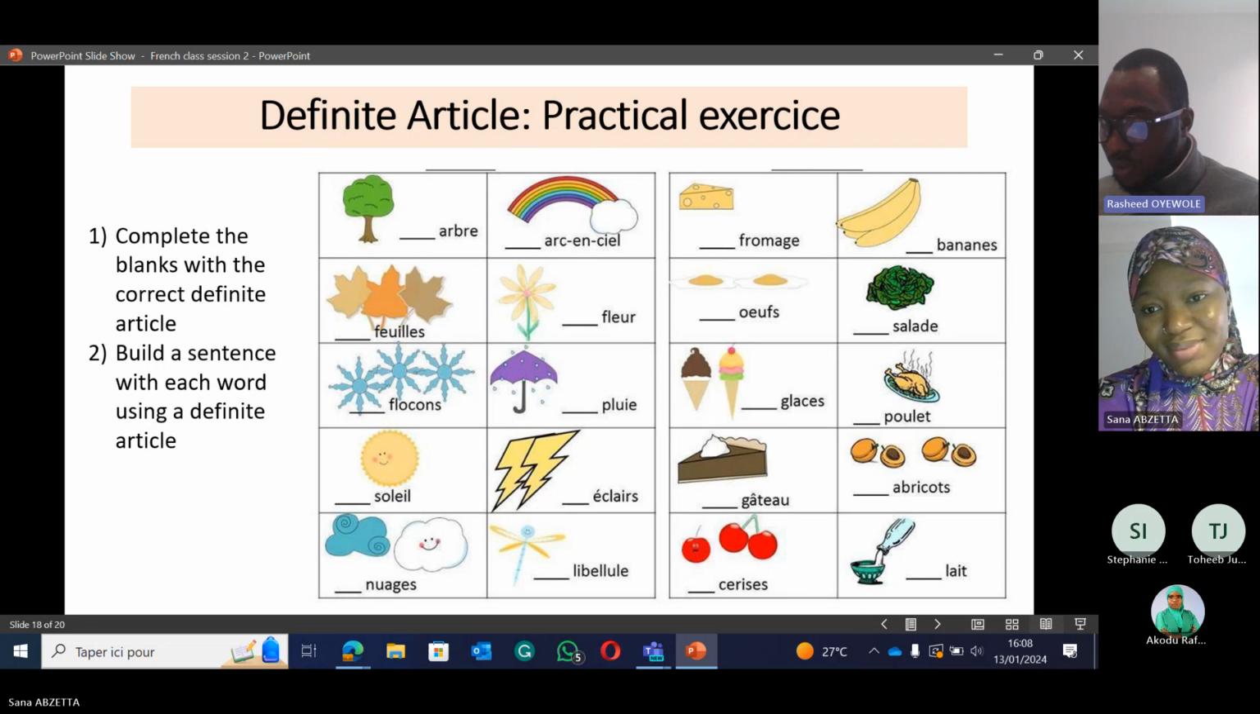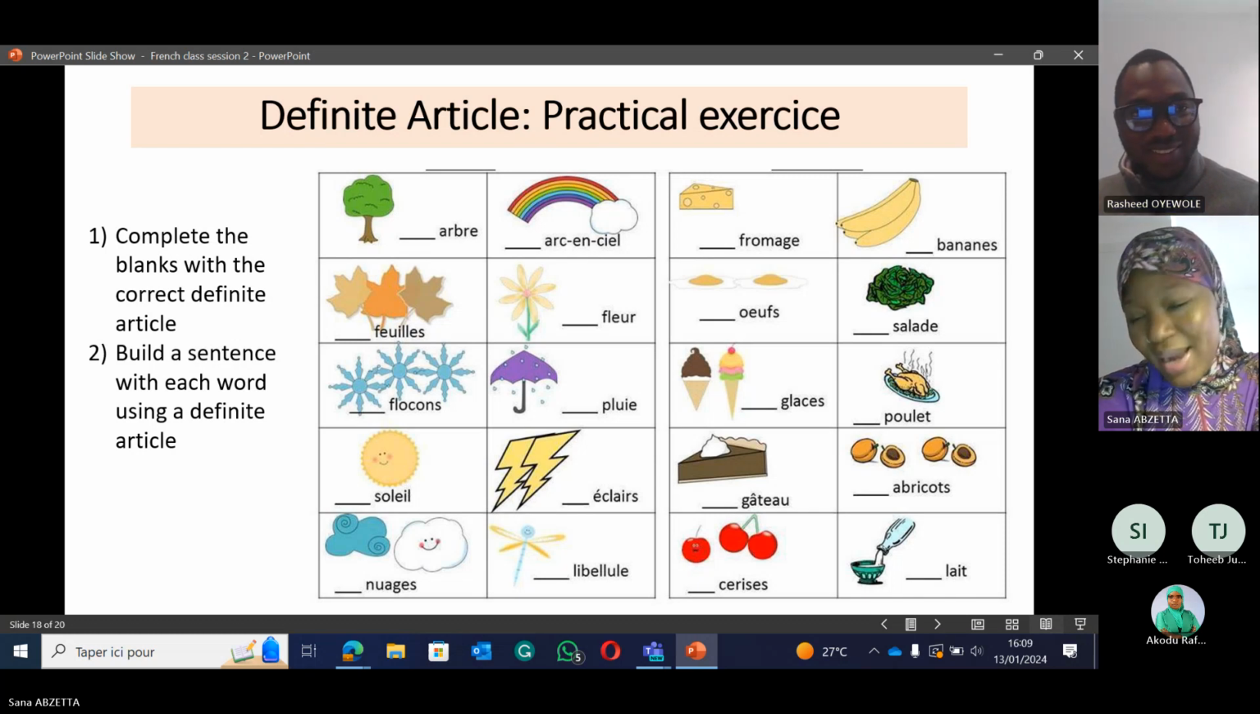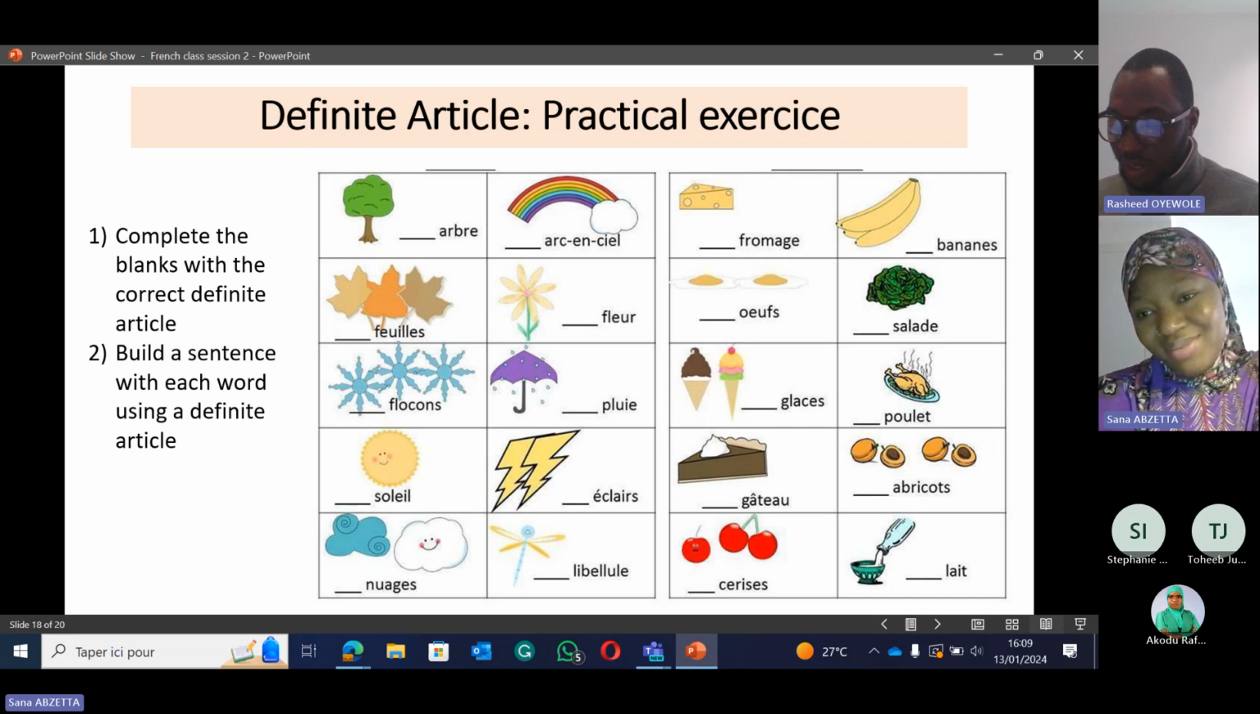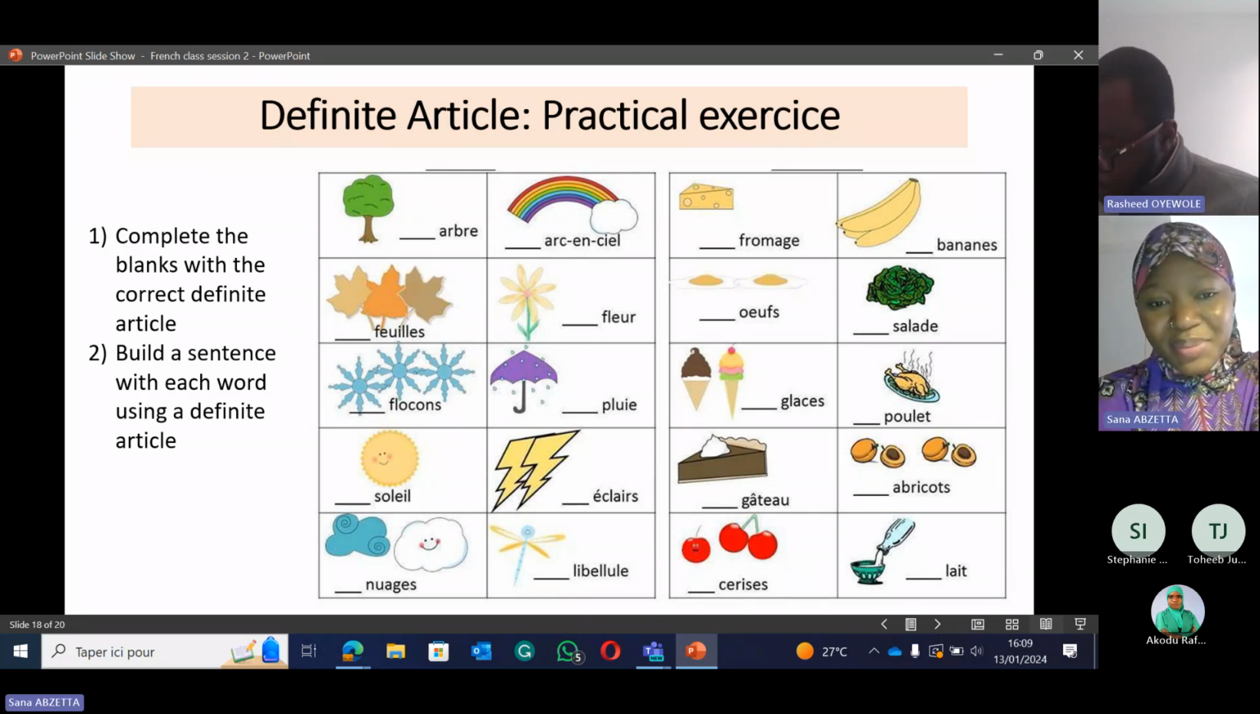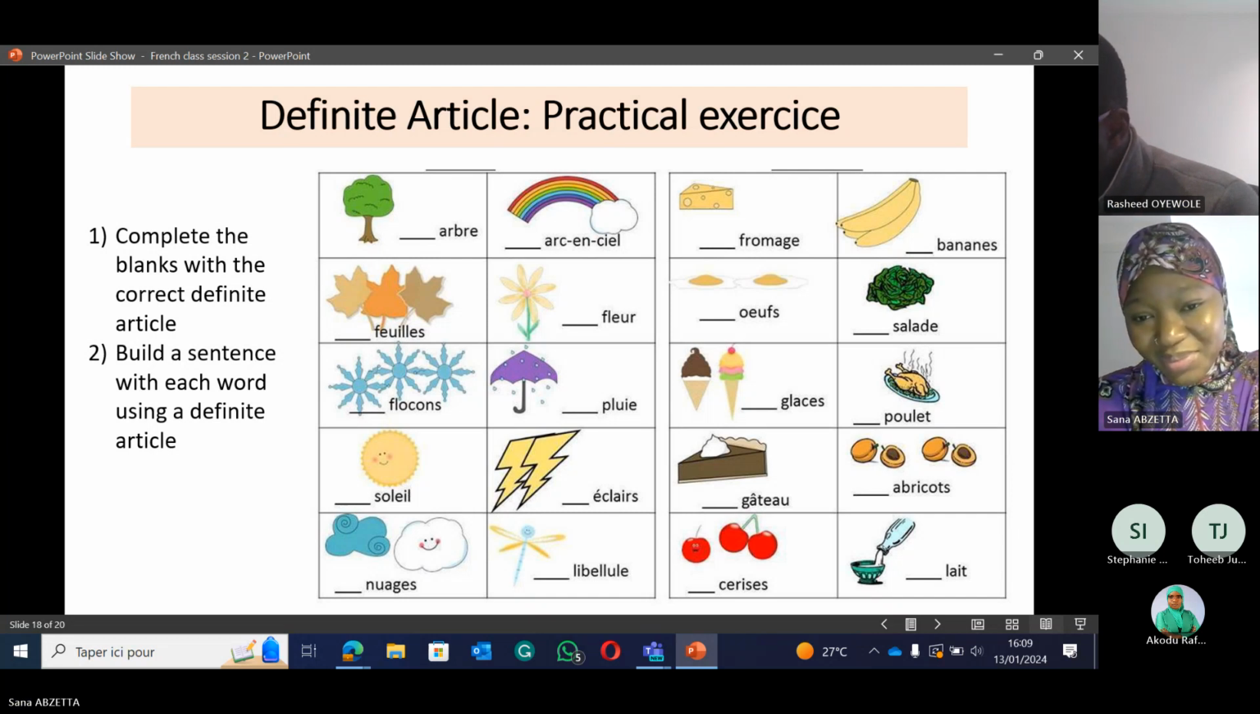Okay. L'œuf. But here it's plural. Oh. Les œufs. Okay. Then la salade. Then les flocons. Then la pluie. Oui. Pluie. Okay, la pluie.